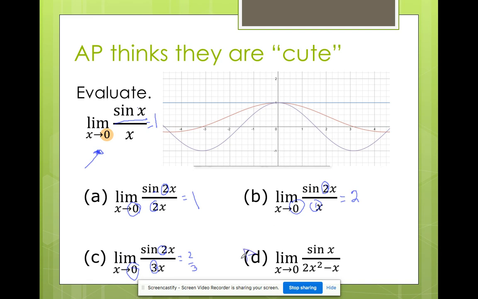I'm going to leave this last problem for us to do in class because this problem has a sine x over x in it, but it takes some algebra, and then it takes some properties of limits to rewrite, and then you will be able to evaluate that limit without a calculator. But that's some of the stuff that we'll do in our live session.